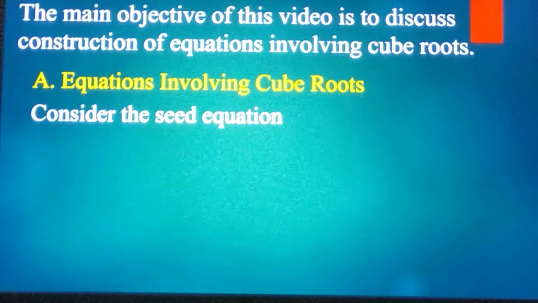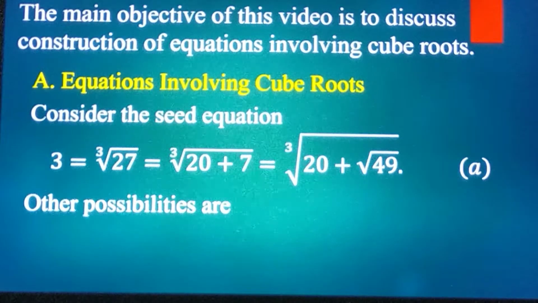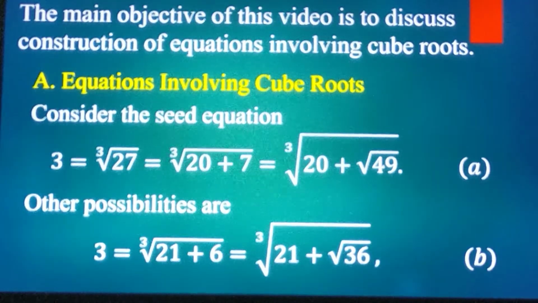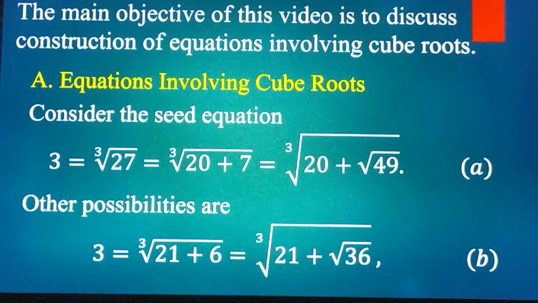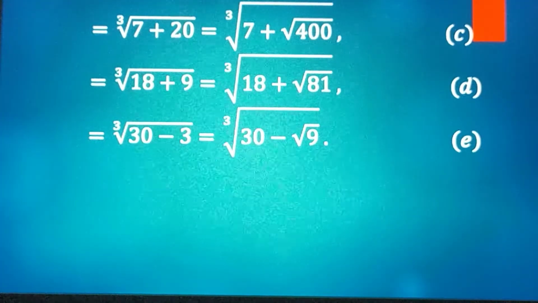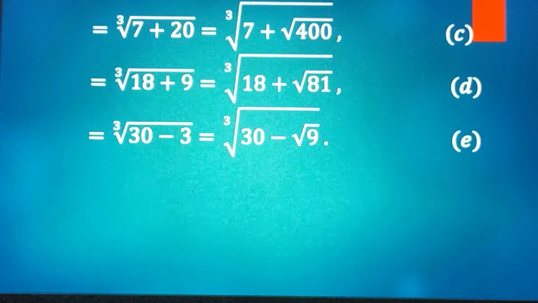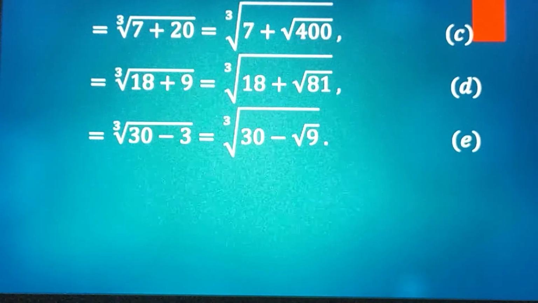Okay, so consider the seed equation: 3 is equal to the cube root of 20 plus the square root of 49. Other possibilities are 3 is equal to the cube root of 21 plus the square root of 36, or 3 is equal to the cube root of 7 plus the square root of 400, inside the cube root sign.